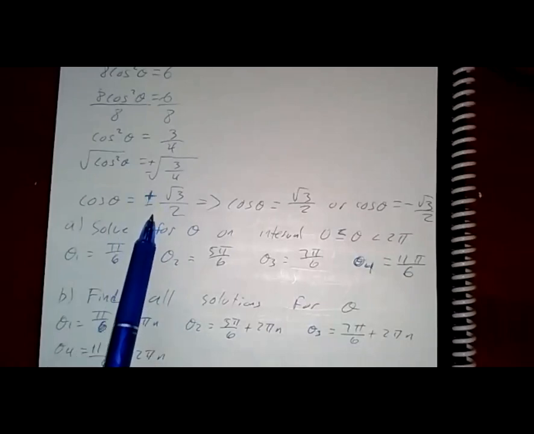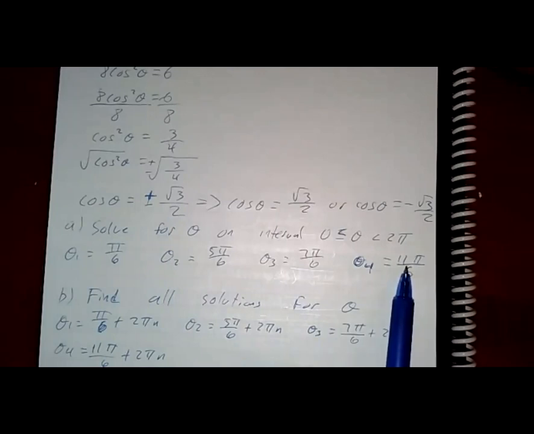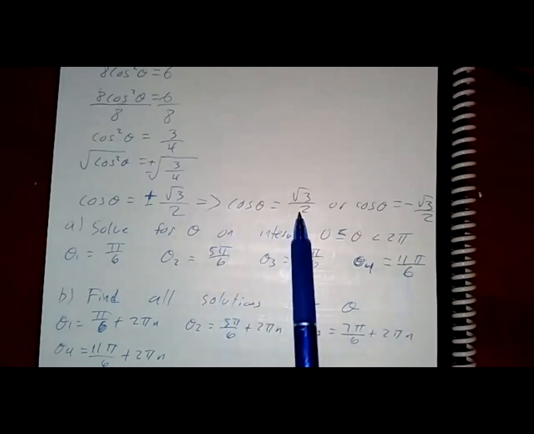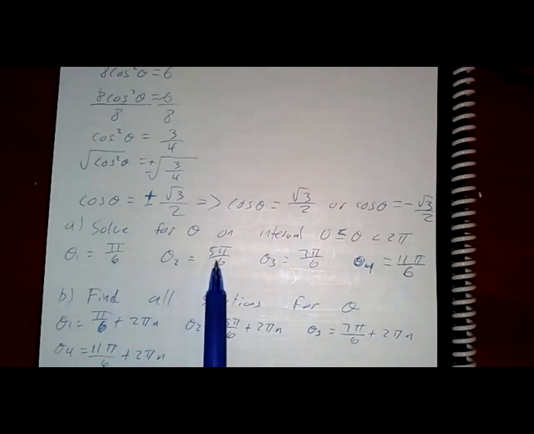This only happened because we had the plus or minus, right? Yeah. So if it was just a regular one, we wouldn't have so many. If it was just one of these, we would only have 2 or so.